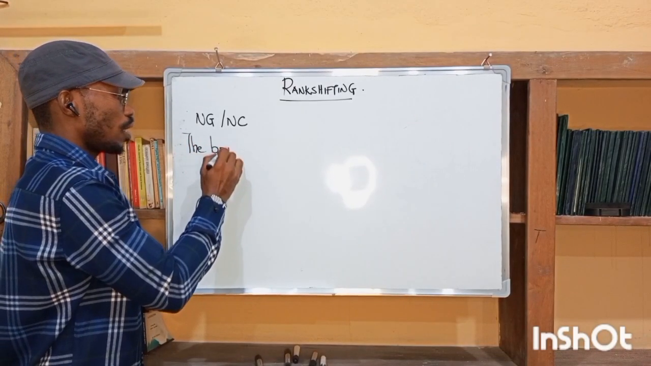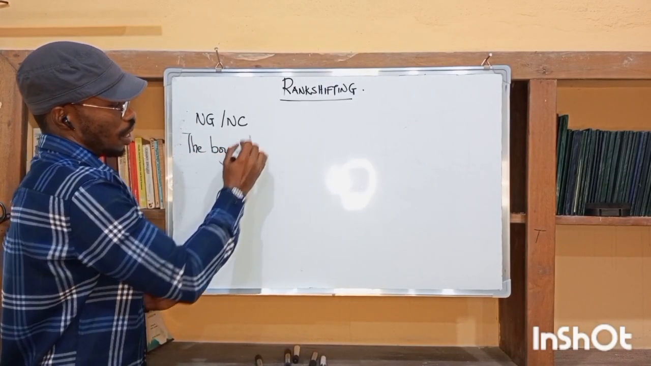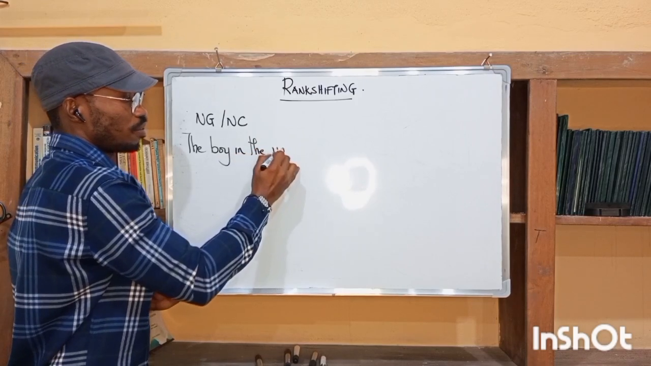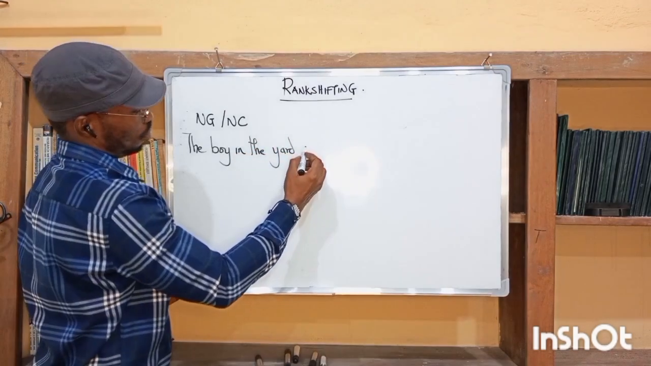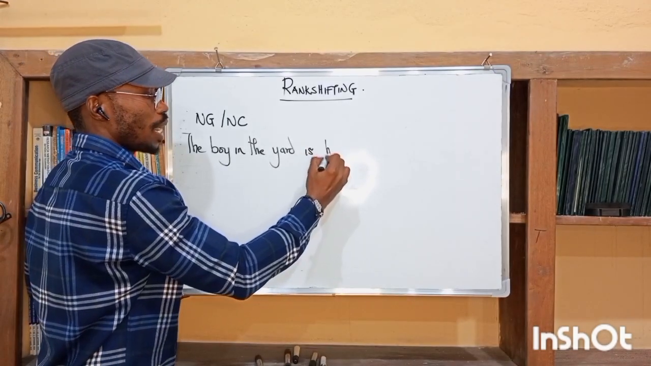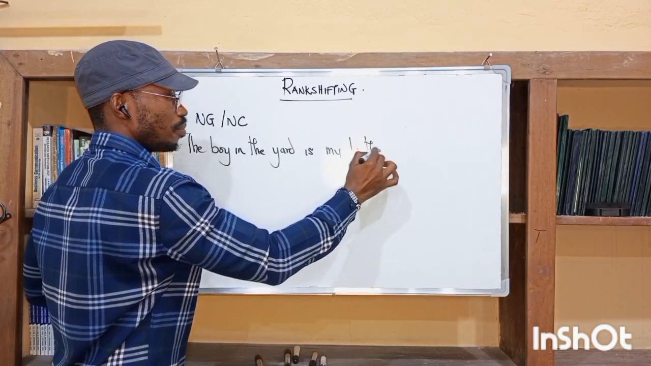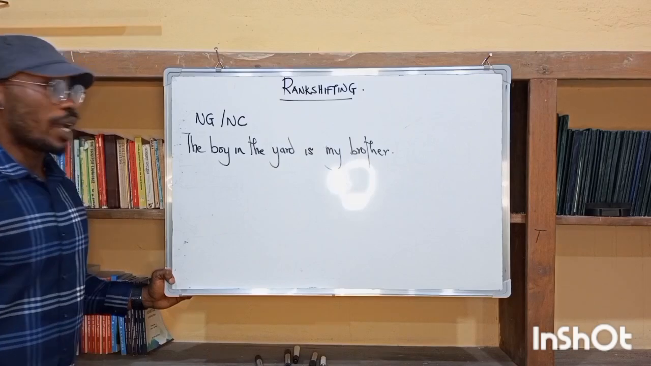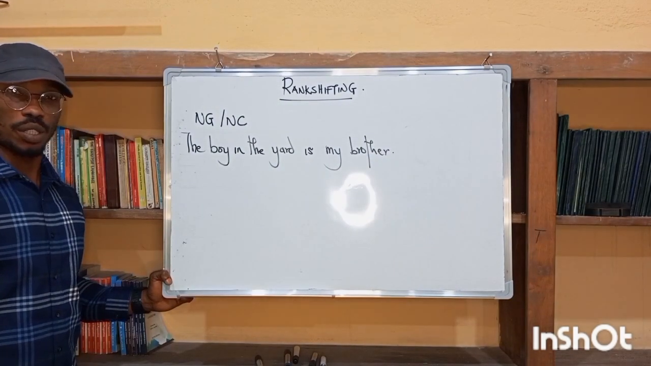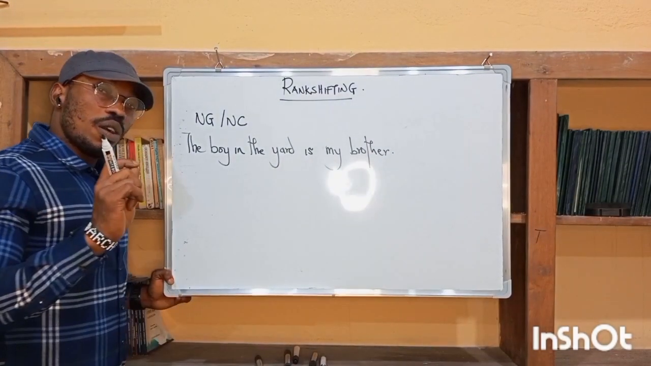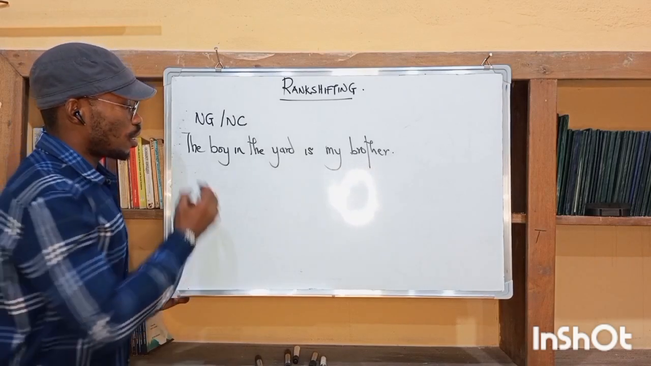Boy, in the yard, is my brother. The boy in the yard is my brother. Should we do clause structure arrangement for this?